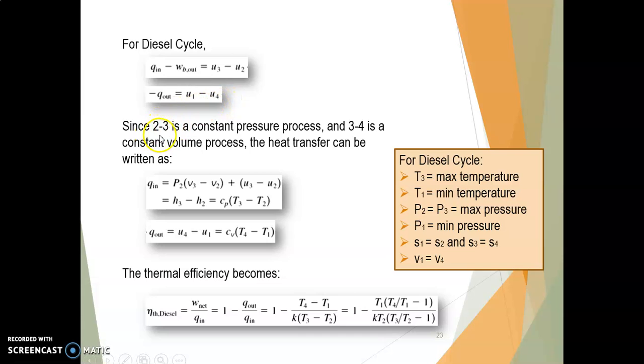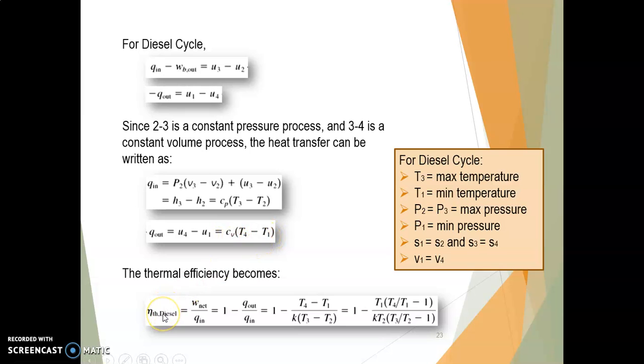Between point number 2 and point number 3, we have constant pressure. So in this part, the heat in equals the work, as we explained in chapter number 3, that the pressure is multiplied by the differential of the specific volume between point number 2 and point number 3, plus the internal energy, both inside the combustion area. Also, it equals the differential of the enthalpy, or Cp multiplied by the differential of the temperature, and don't forget to multiply by the mass. While the heat out equals the differential of the internal energy between point number 4 and point number 1, where we have constant volume, so it is mass multiplied by Cv multiplied by the differential of the temperature.